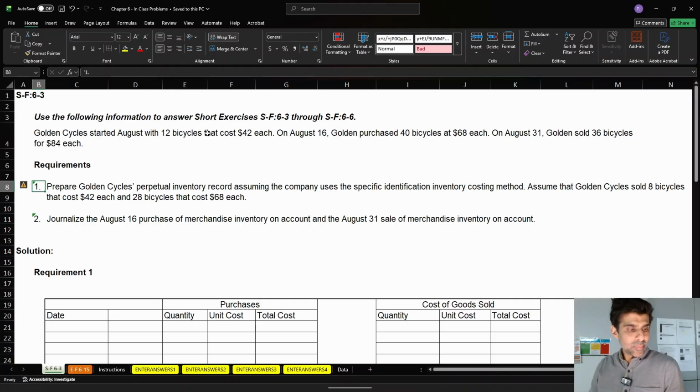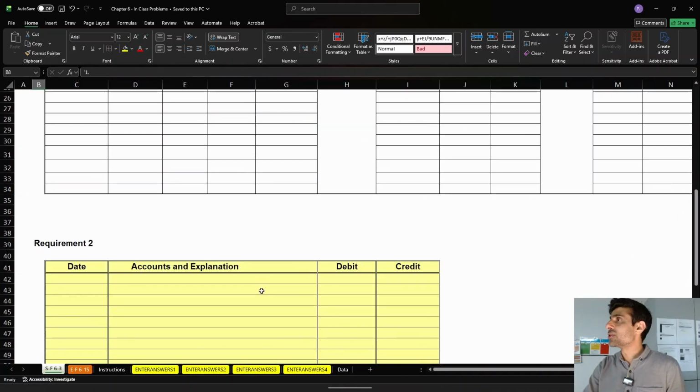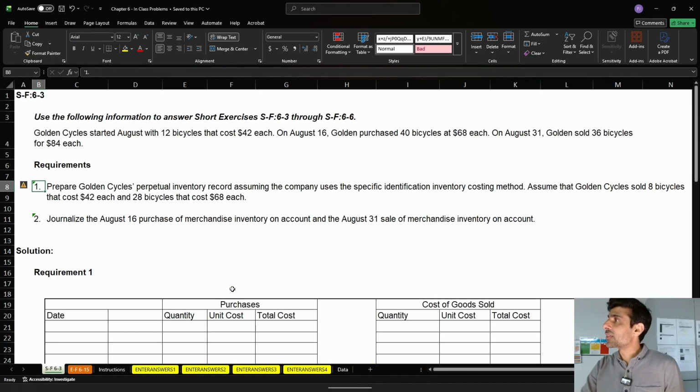It's giving you information on the different unit costs, and it's telling you when the sales transactions happened, which bikes from which kind of bucket of costs were sold. So you'll have to use specific identification to fill out this table and then do the journal entries, kind of like what I was doing on the board.